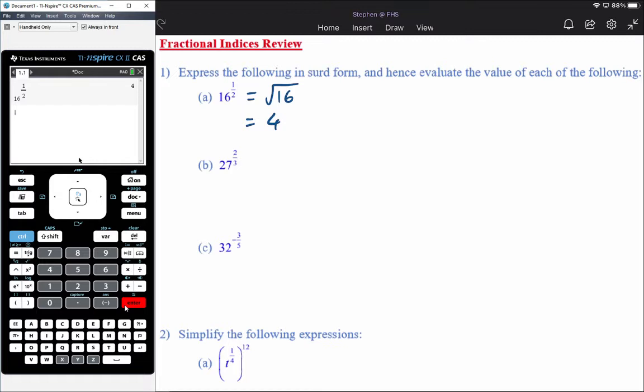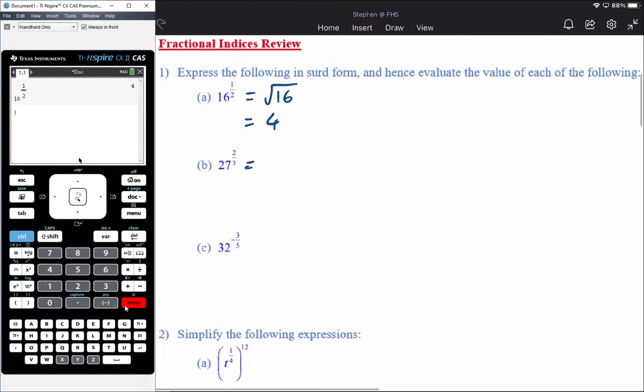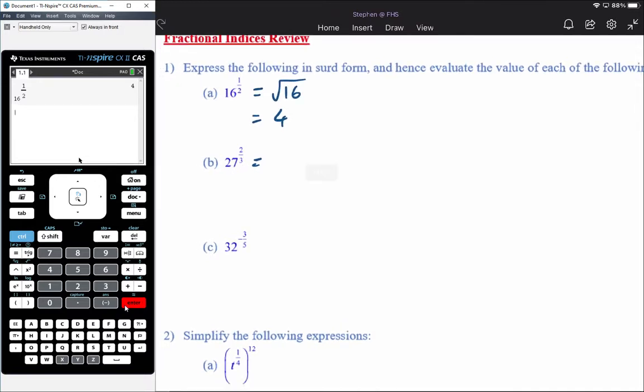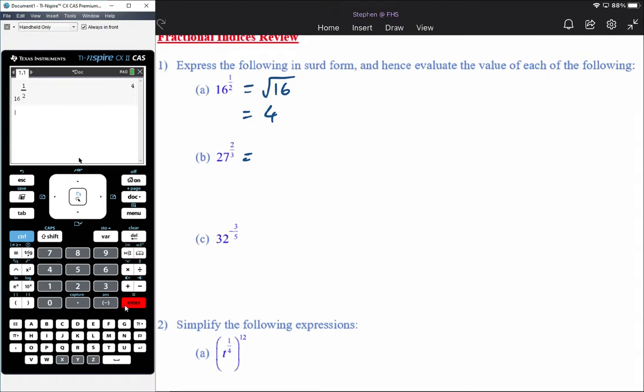Awesome, let's try out now 27 to the power of 2/3. This time we've got basically a fractional index that's got a numerator and denominator, both of which are not 1. So the way this one works is you use the root sign, you put 27 into it, you put the cube root, and then the entire expression, which is in brackets, gets raised to the power of 2.